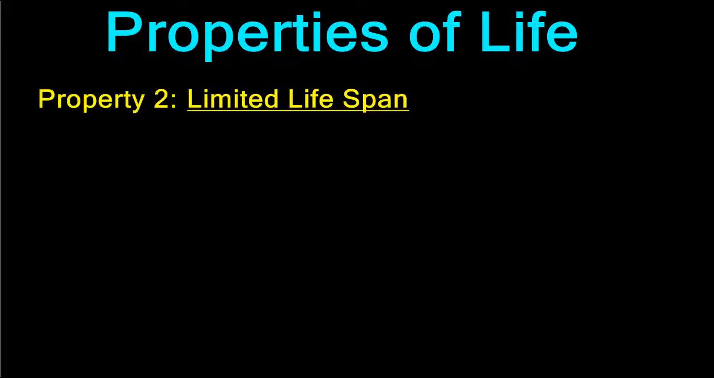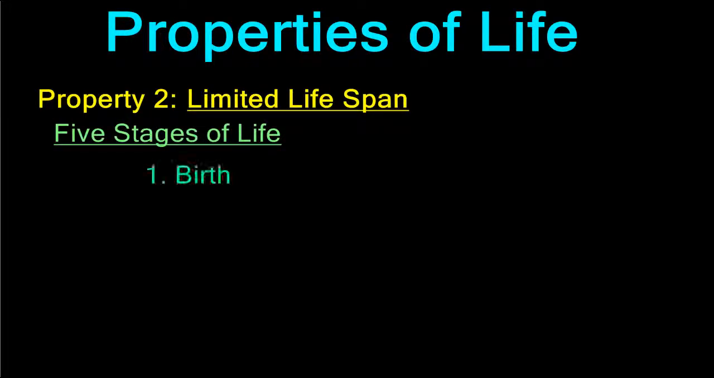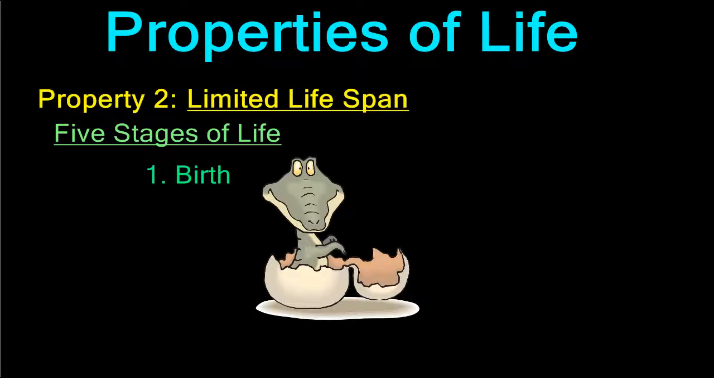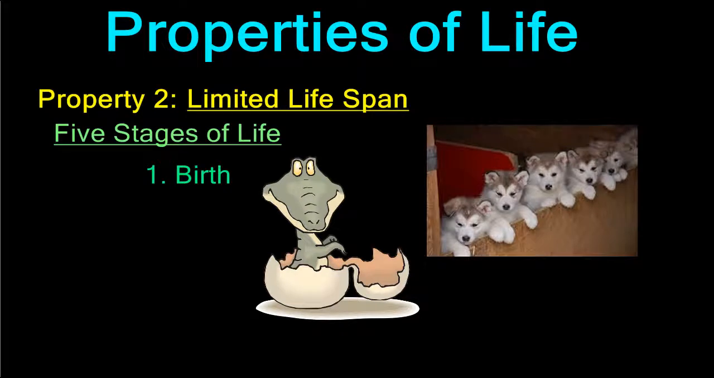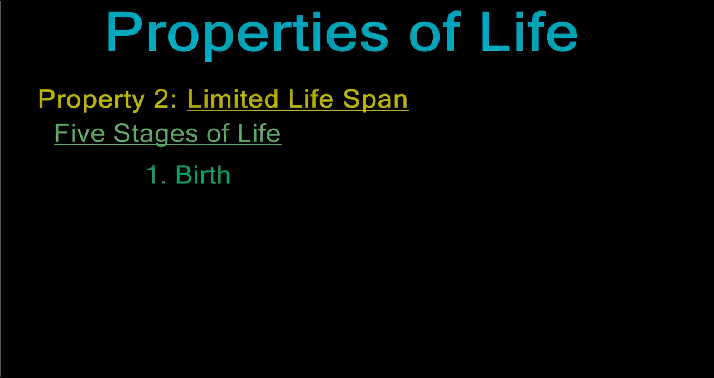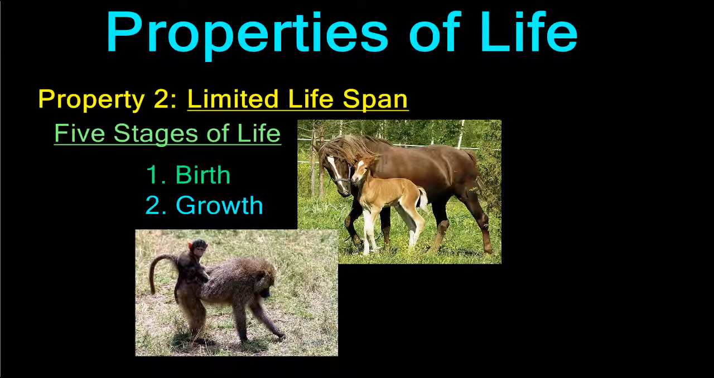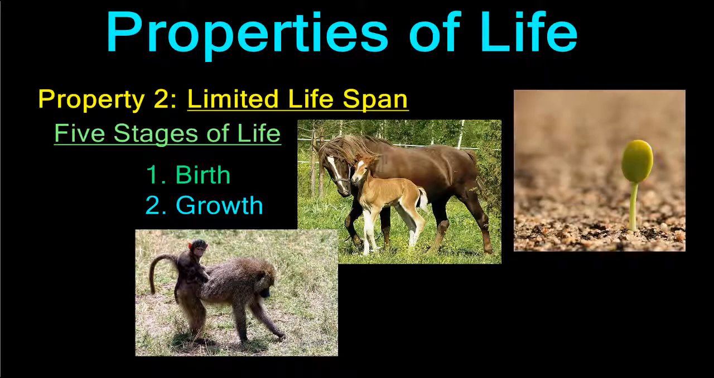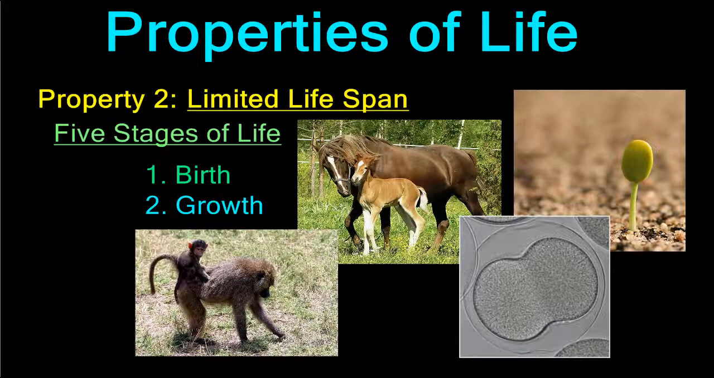Regardless of their life expectancy, all organisms proceed through 5 stages of life. The first stage, of course, is birth. Some organisms are born out of eggs, some have live birth, and plants begin their life as a simple seed. After an organism is born, it enters a period of growth, where the organism is increasing the number and size of cells. This occurs through a process of cell division.